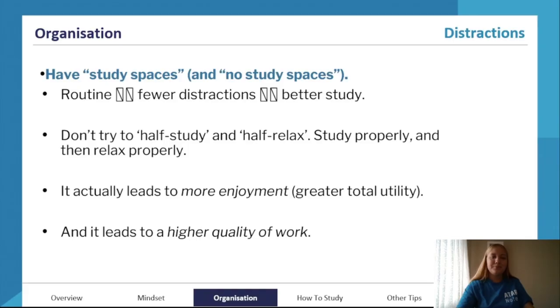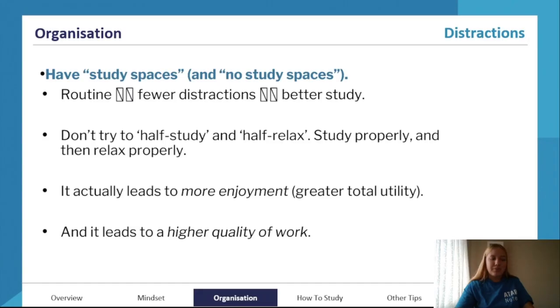And of course, avoiding distractions, having designated study spaces, and separating our study and relaxation time completely will lead to a higher quality of work. Think about the standard of your work. Say you're really working hard on a task, but you keep looking at your phone and going off track, doing things around the house, talking to friends, talking to family, that's not going to be very effective, is it?